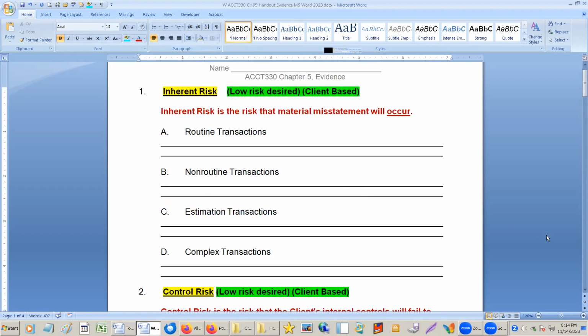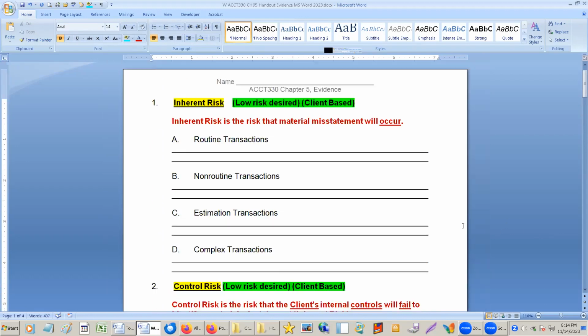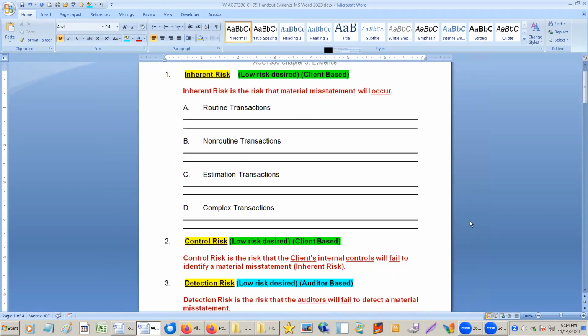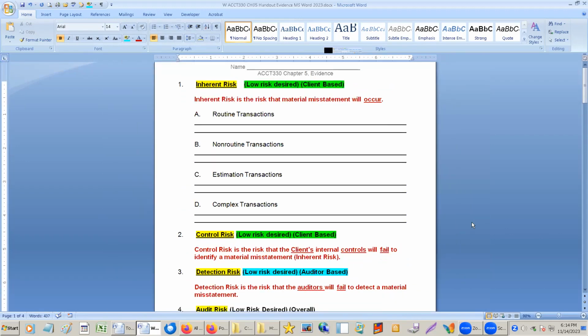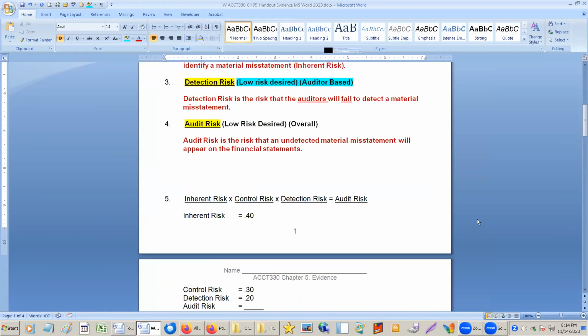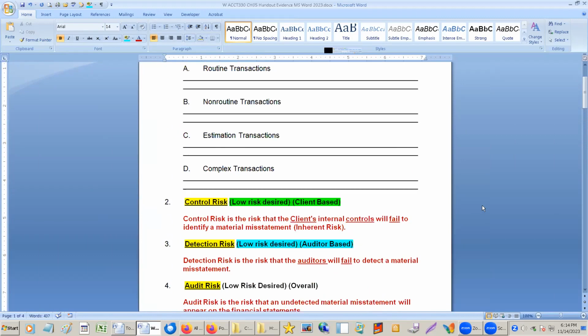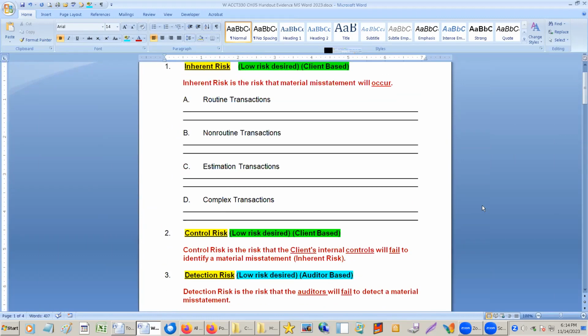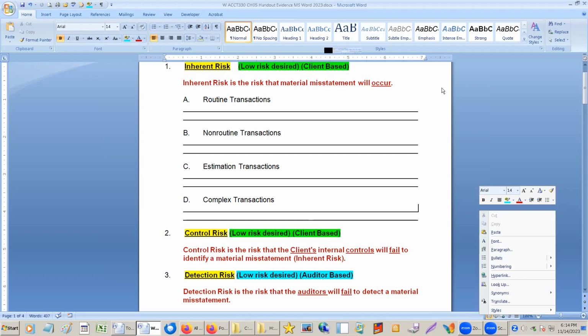Okay, of all these risks, which ones are controlled by the auditor? I'll make it even easier. There's only one that's controlled by the auditor. What is it? Detection. Yep.